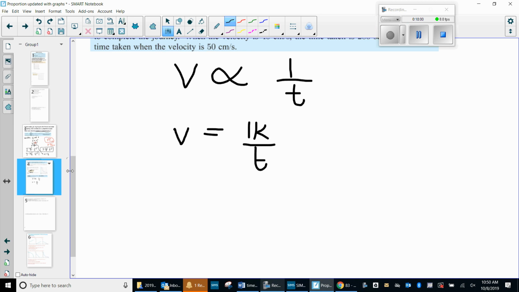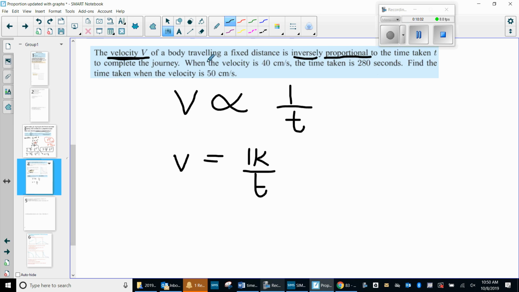So then they've given us some more information. They've said when the velocity is 40, the time taken is 280. So what do we do now? Awesome, Imani. We substitute. So instead of the v, what number am I going to write? No, not 40 centimeters. Good.